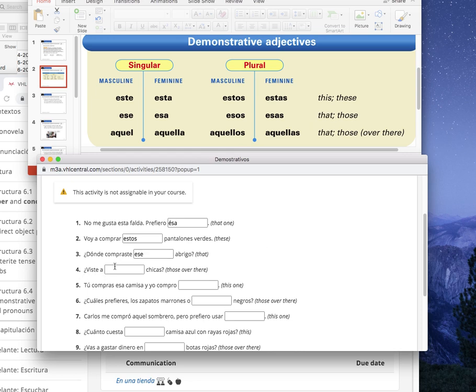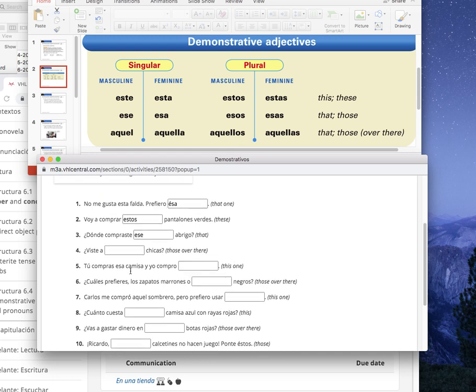Cuatro. ¿Viste a blank chicas? Those over there. Pause. Welcome back. Viste a, so we want to say over there, so it's a group of girls, so we would say what? Aquellas chicas. ¿Viste a aquellas chicas? Muy bien. Alright, see up on the PowerPoint, those over there.